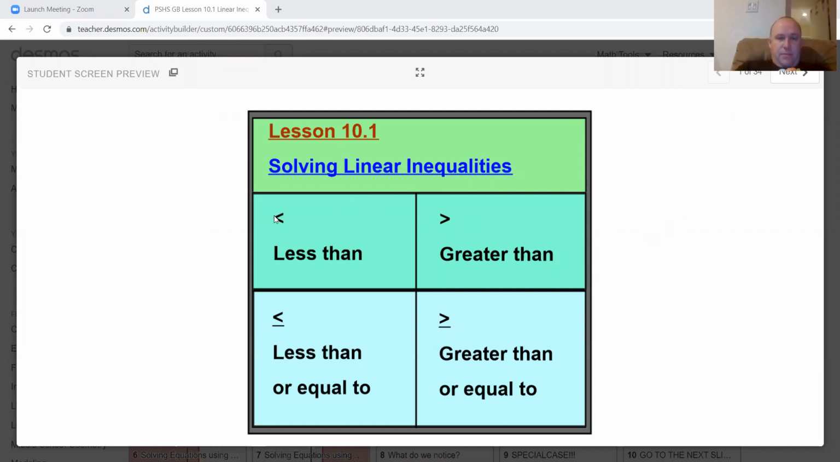So this symbol here, as it points to the left, notice that begins with an L, as does left. So this would be less than, and this would be greater than. If we have the line underneath, that means that we're allowed to have answers that are equal to this number as well.